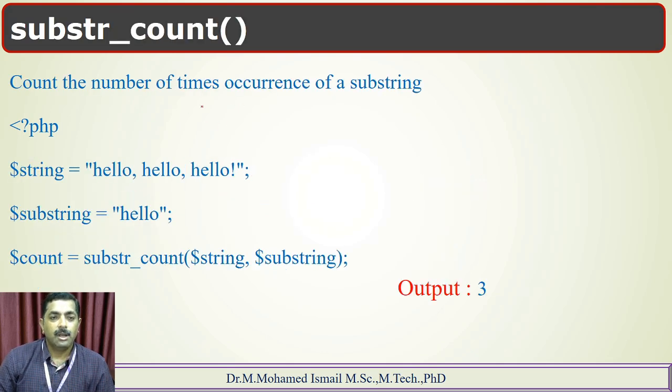Substring count counts the number of times a substring occurs. In the string, I am using hello three times, and I have to find the substring hello. How many times has it printed? 3 times. So my output will be 3 using the function substring count. Instead of hello, hello, hello, you can give some paragraph and find some other words, how many times they have come. For that you can use substring count.